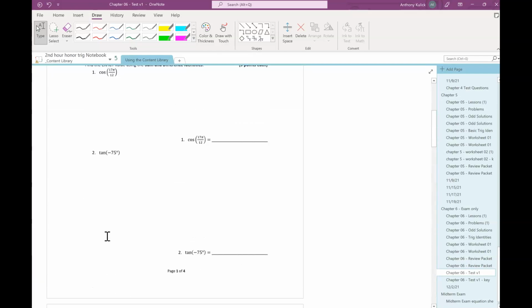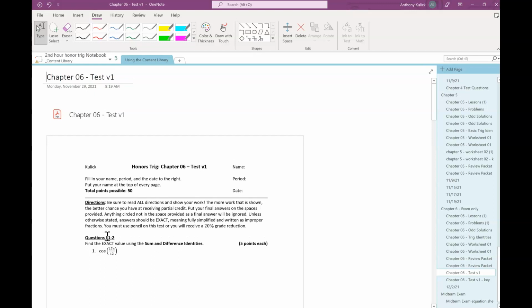So the last pieces that we have to talk about here in Chapter 6 that we'll do next week, we have to talk about these power reducing and half angle identities, and then talk about some solving examples and some proving identity examples.